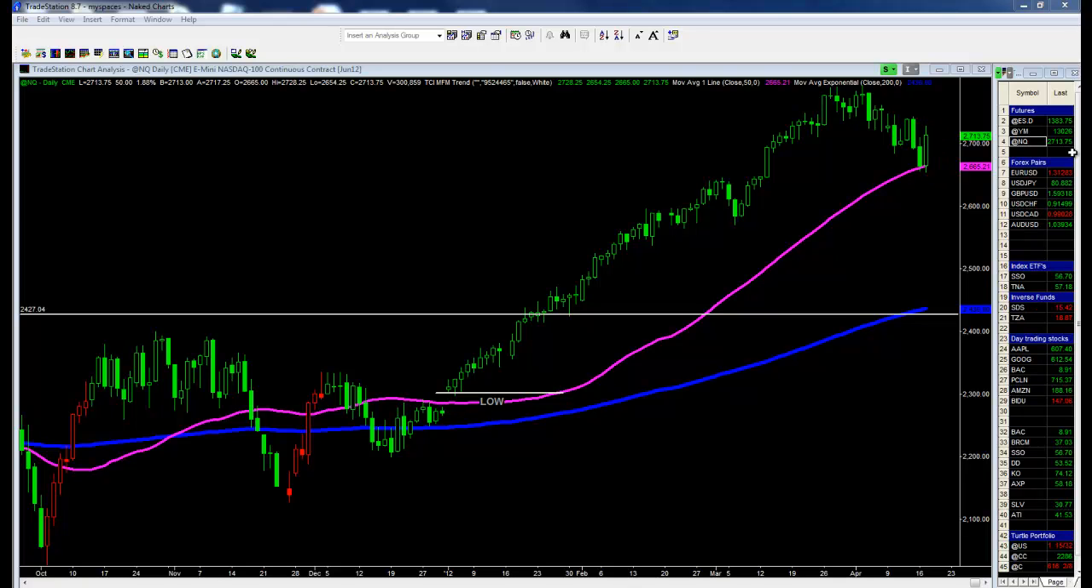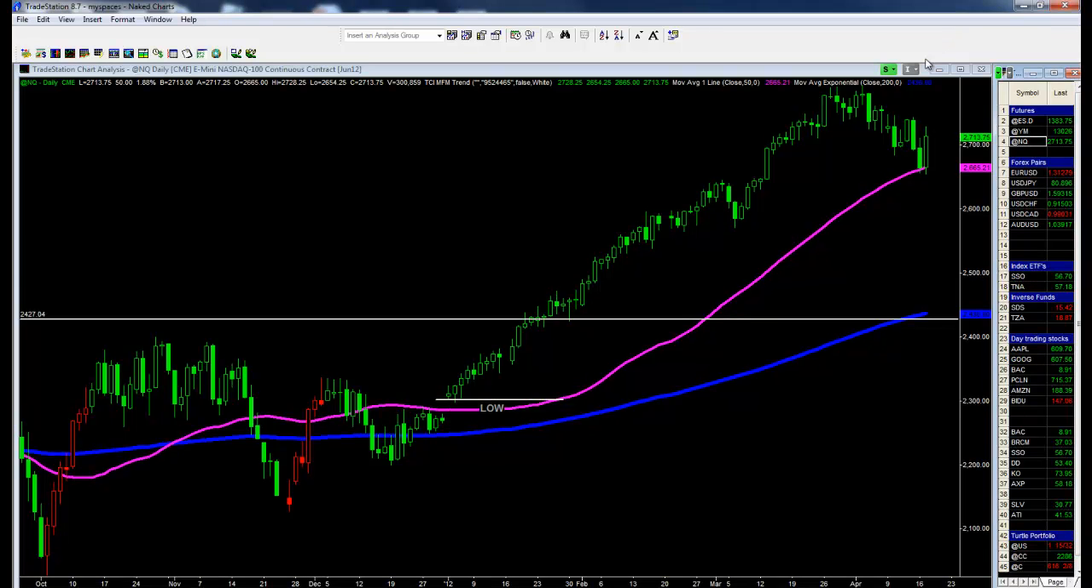So I'm going to try to get a video out tomorrow morning as the market opens to show you this in action if we're able to get that type of setup. All right, so that's what I'd be looking for tomorrow, on a short-term basis.